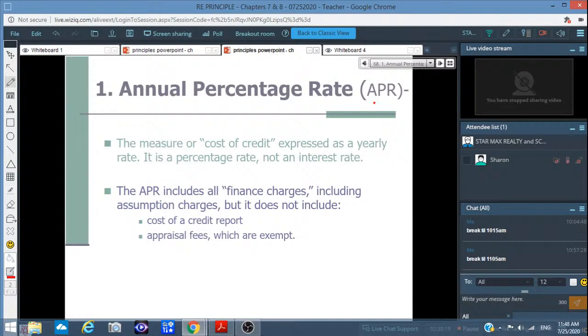Okay, annual percentage rate, APR, is a measure of the cost of credit expressed in a yearly rate. It is a percentage rate, not an interest rate. 怎么说呢？这个 APR 这个数值，它不是利息这个数值，OK？利息数值是包含在里面，OK？所以这个 APR 包括利息、费用等等点数。So it includes all finance charges, including assumption charges, but does not include credit report or appraisal fees.